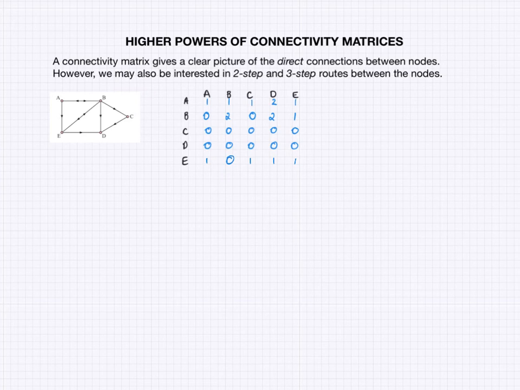So the two-step connectivity matrix, I'll write it over here. It'll look like this. There's no two-step routes from C, and there's no two-step routes from D, and that's what the row zeros are implying. Make sure your matrices are big enough. Mine was a little bit short there. And this is how we get our two-step routes.